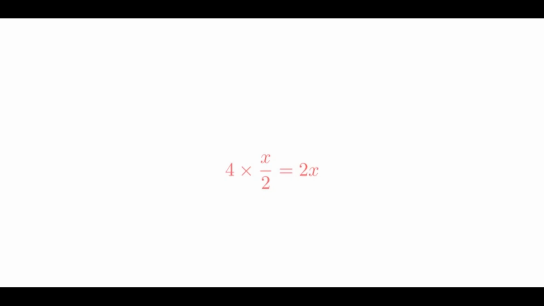Let's see how each term transforms. The first term, x over 2, becomes 4 times x over 2, which simplifies to 2x. The second term, 3x over 4, becomes 4 times 3x over 4, which simplifies to just 3x. And the right side, 5 over 2, becomes 4 times 5 over 2, which simplifies to 10. So our messy equation transforms into a much cleaner, fraction-free form.